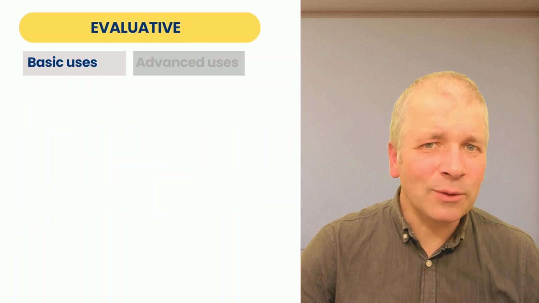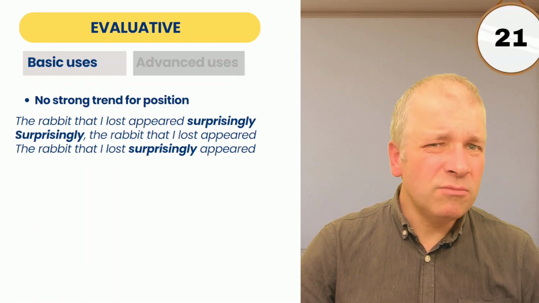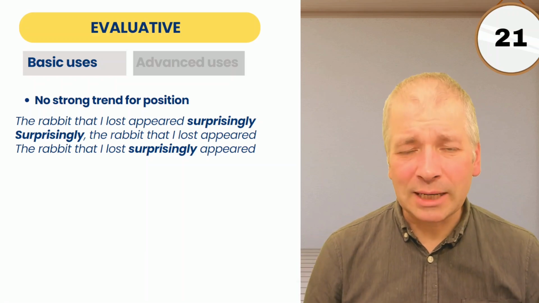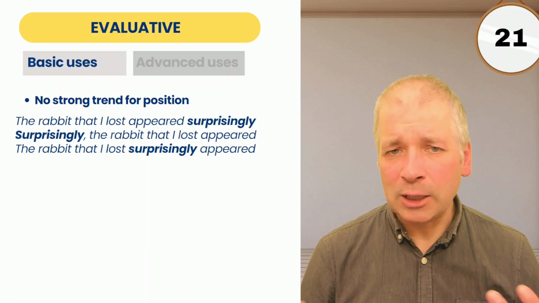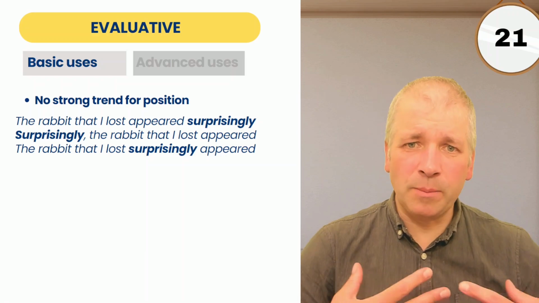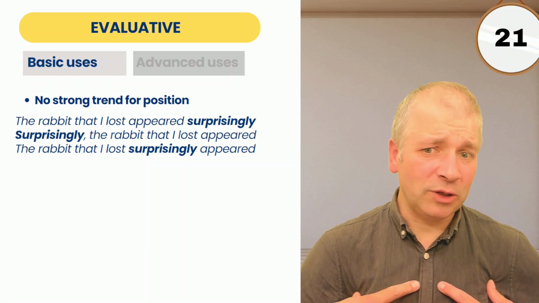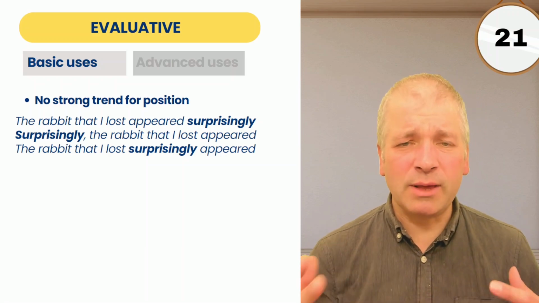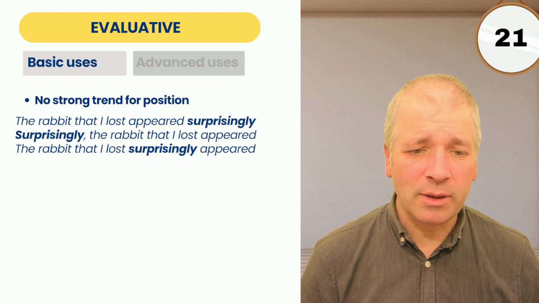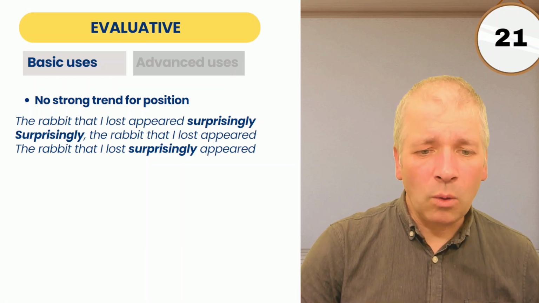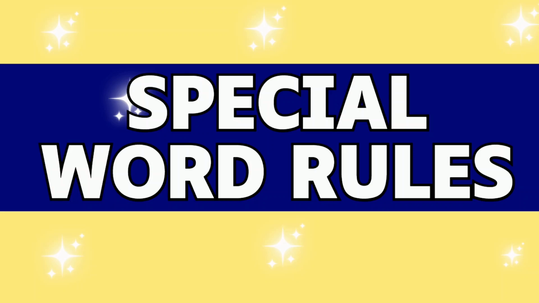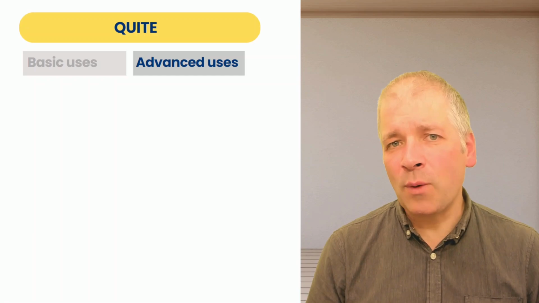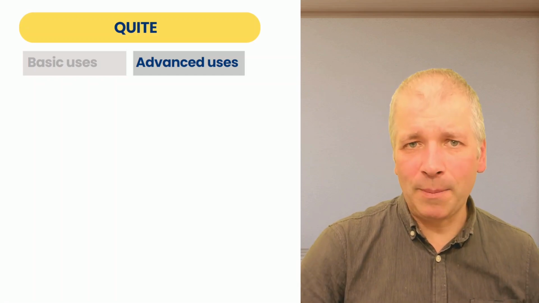And with evaluative adverbs, there's no strong trend for position. So a word like surprisingly can be an adverb for evaluation because it tells us we were surprised about the information we're talking about, gives us our response to the information. And in this sentence, it could have been in any of those positions, either at the end, the front, or mid. Special word rules. And here we're going to look at some individual rules where there are some changes that are important to know about.